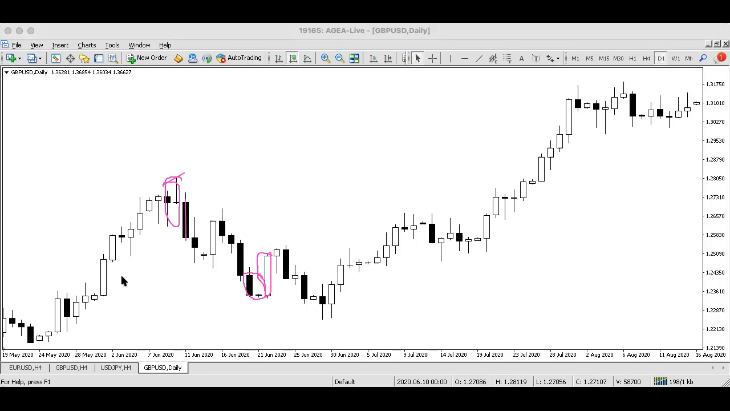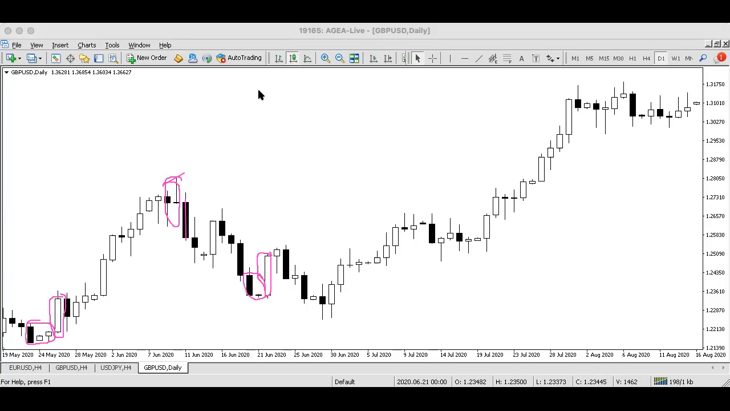So everything on top is a sell. We're looking at this big bullish candle that has engulfed or encompassed these three candles. So that's a demand zone.